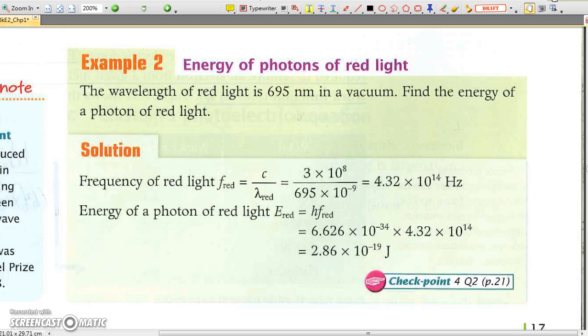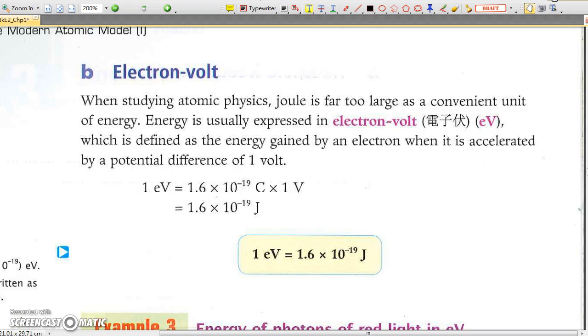Example 2 is a simple question. You are given the wavelength. Find the frequency, and then you may find the energy of a photon of red light. And from this example, you can see the energy of a photon has an order of 10^-19. It's such a small amount of energy, so we need a smaller unit to measure the energy of a photon. And the unit that we are going to use is called the electron volt.